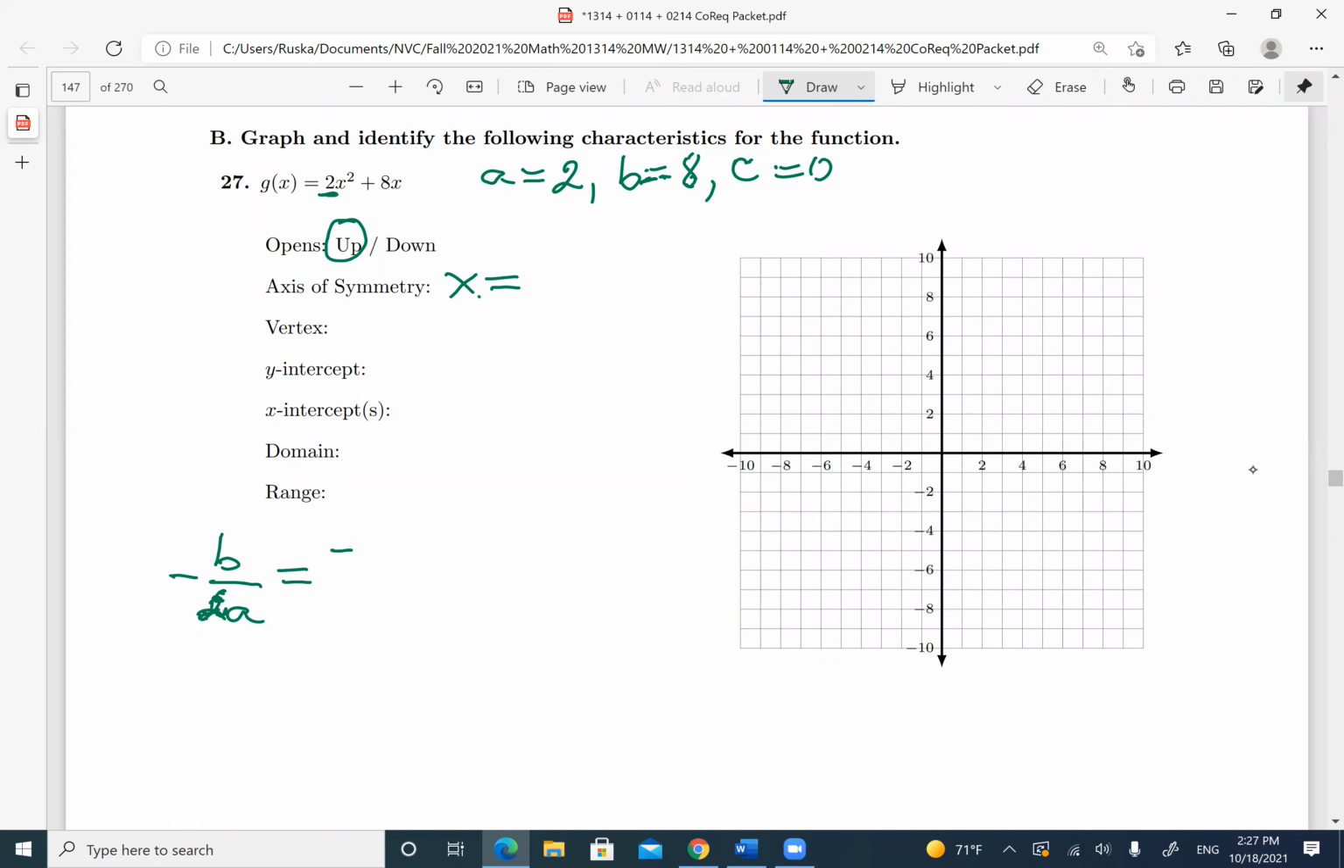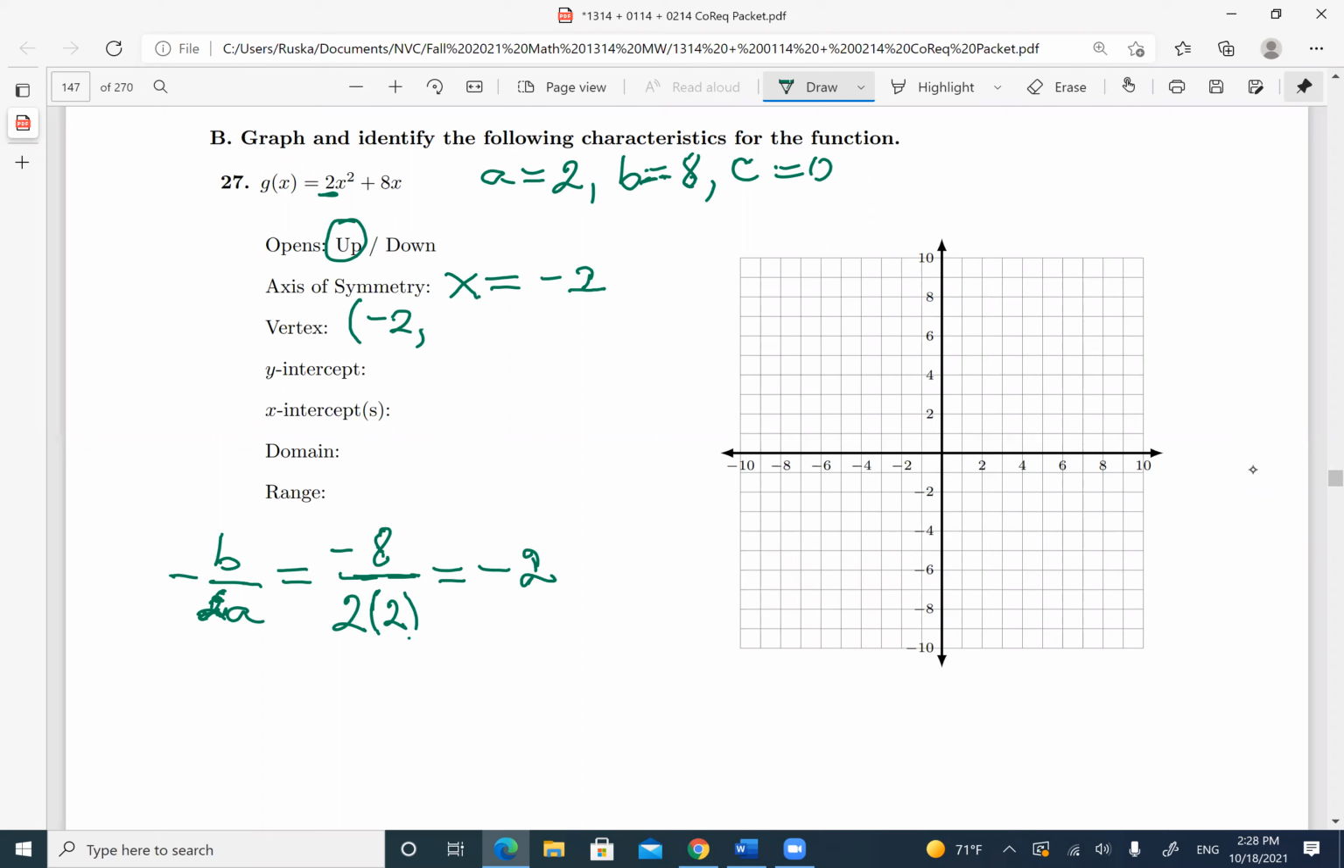So we're going to plug it in. So I have negative 8, B, over 2 times A, which is 2. And that's going to be negative 8 divided by 4, which is negative 2. So the first coordinate for the vertex is negative 2, comma. So that tells me that the axis of symmetry is going to be x equals negative 2.